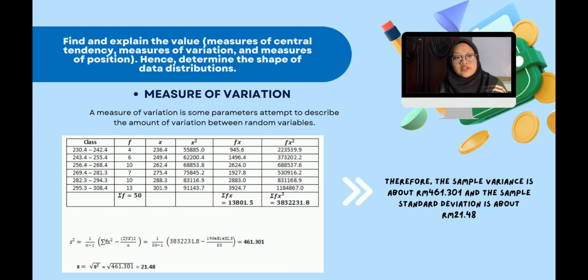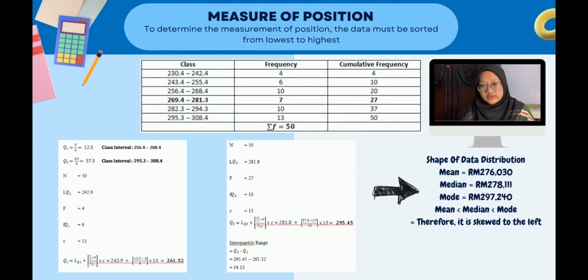So therefore, the sample variance is about 461301 and the sample standard deviation is about RM21.8. Lastly is the measure of position. To determine the measure of position, the data must be sorted from lowest to highest. The table of measure of position should have the class, frequency and cumulative frequency.